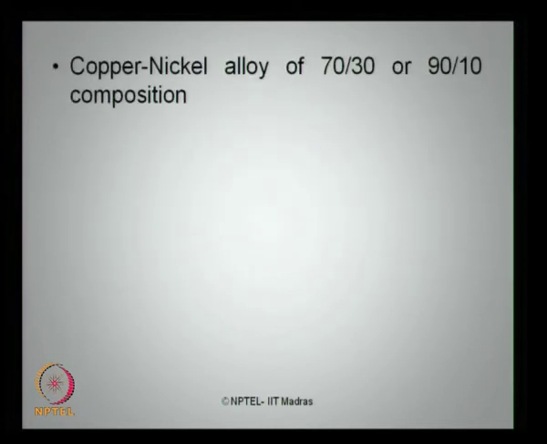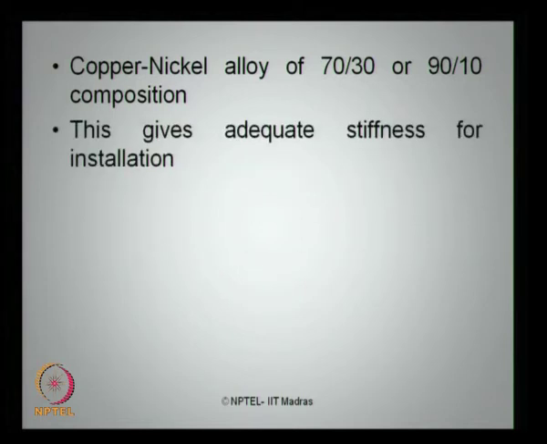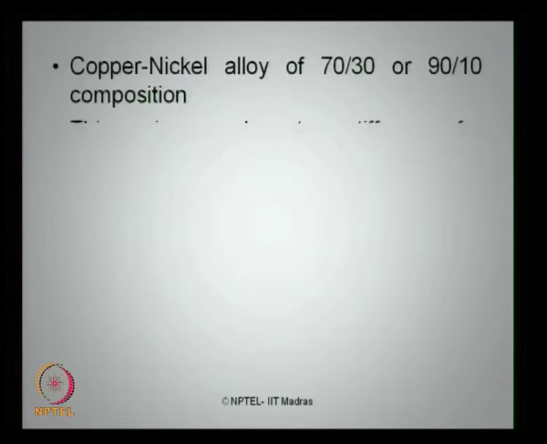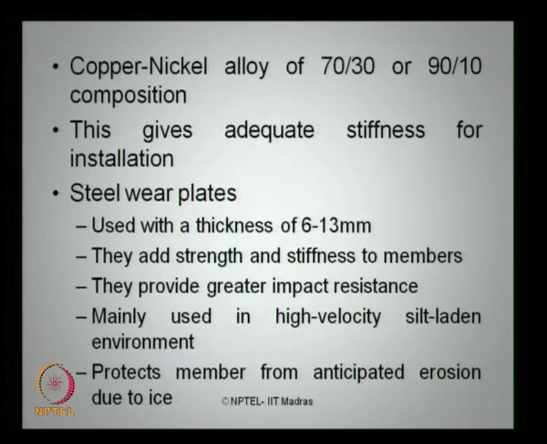The other alternative material which is also commonly deployed in the splash zone to protect members is copper nickel alloy, of either 70-30 percent distribution or even 90-10 composition. This gives an adequate stiffness to the member during installation, which is required and demanded from the members during the installation process. The alternative material which is also used for corrosion protection of members in the splash zone is steel wear plates. Steel wear plates are used with a thickness of about 6 to 13 millimeter.